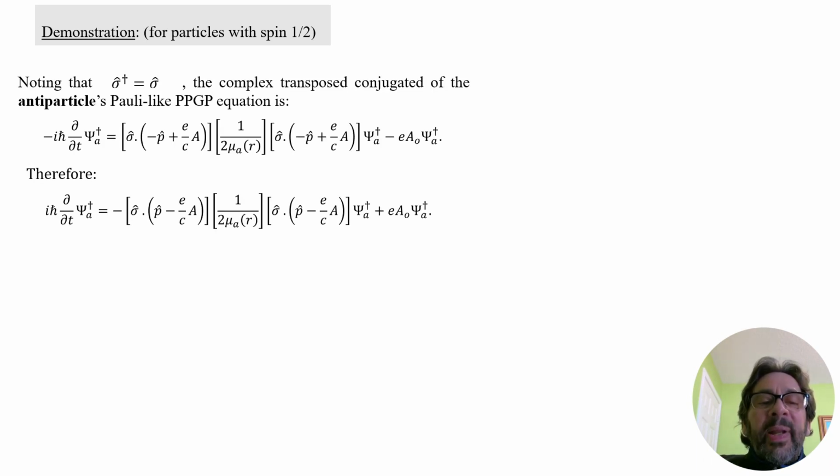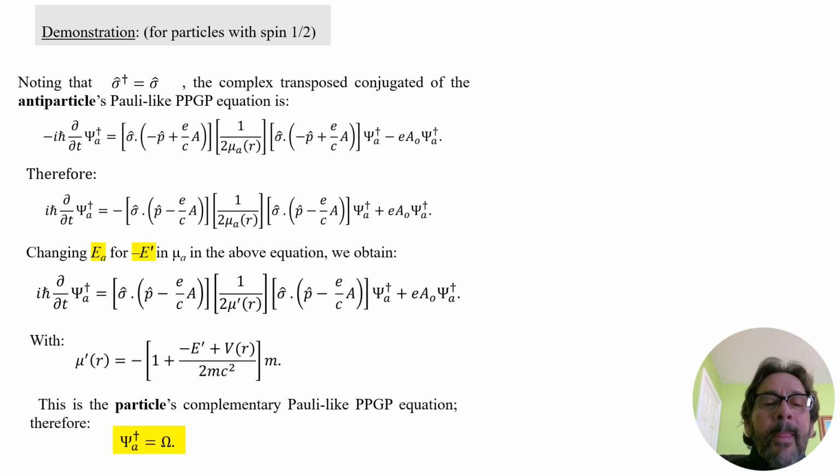Noting that the operator sigma in the Pauli equation is Hermitian, the complex transpose conjugate of the antiparticle's Pauli-like PPGP equation is the expression below. The symbol cross means the operation complex transpose conjugate. This equation can be rewritten in the form that is below.